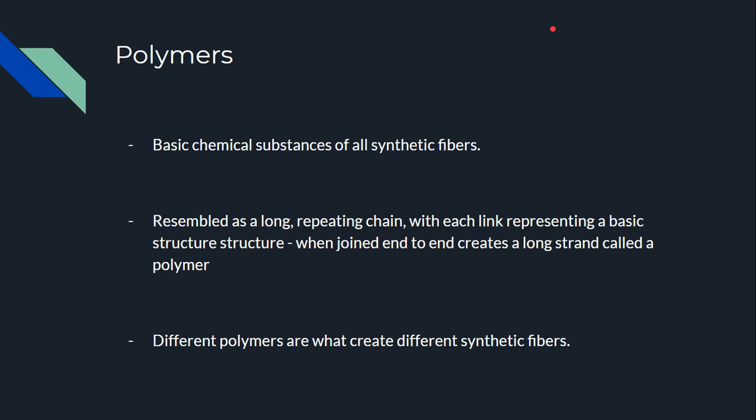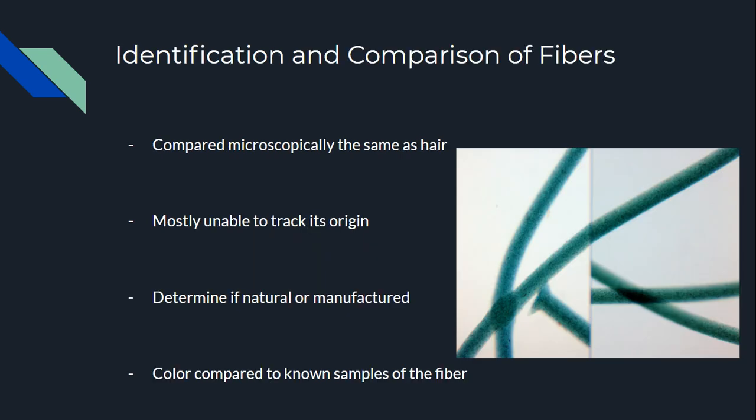Polymers are the basic chemical structure of all synthetic fibers. They resemble long repeating chains with each link representing a basic structure. When joined together, they create one long strand that we call a polymer. And that's where polyester gets its name, because it's a long chain of ester molecules. The different polymers are what create the different synthetic fibers.